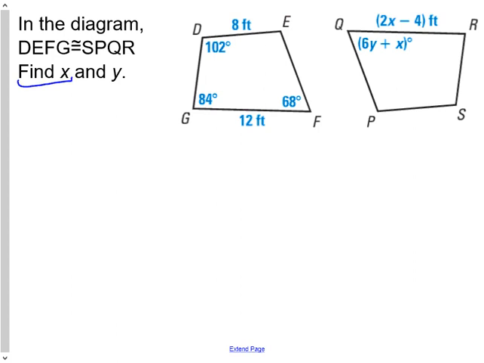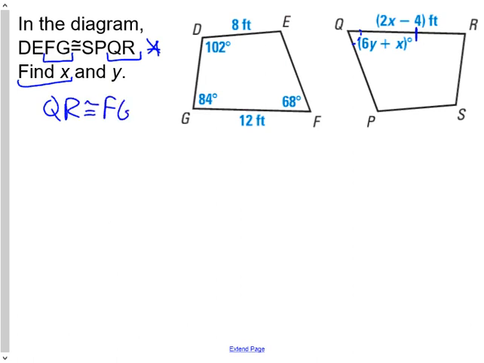Right, so where's x located? I've got it in two spots. It's here in QR and it's angle Q. Now, going back to this right here, where is QR? QR is my last two letters. So QR equals FG, because they're the last two letters, or congruent, right?